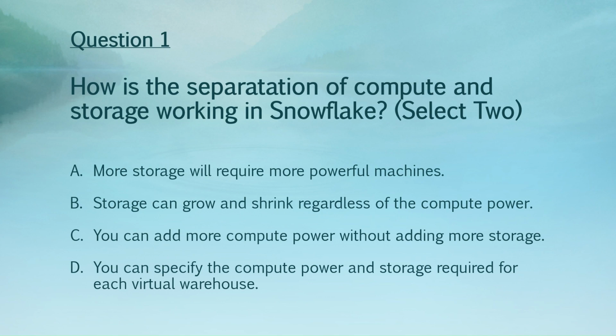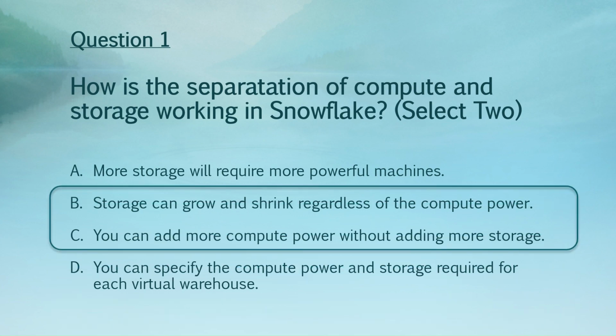Okay, so let's start with question one. How is the separation of compute and storage working in Snowflake? Select two. A: More storage will require more powerful machines. B: Storage can grow and shrink regardless of the compute power. C: You can add more compute power without adding more storage. D: You can specify the compute power and storage required for each virtual warehouse. Okay, guys, you can stop the video here, think about it. I will go ahead with the answer.